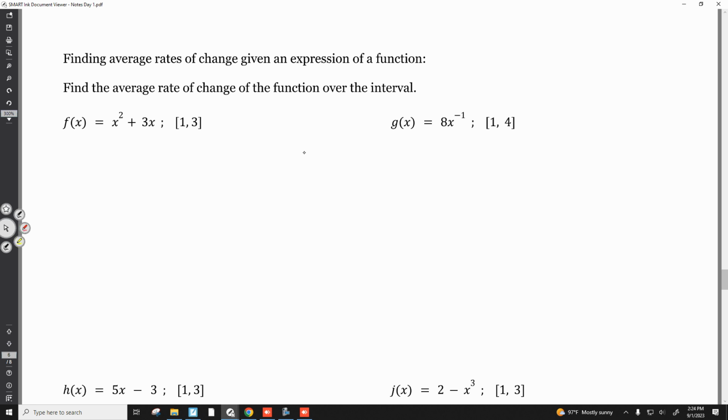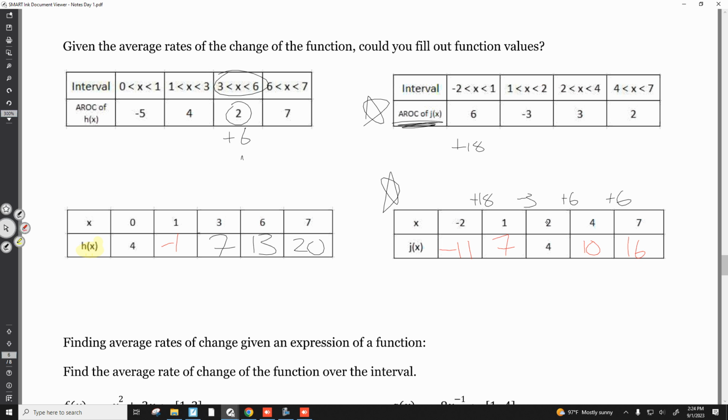I found -1 and -3. I have to go down 3. My average rate of change from 1 to 2 is -3, which means on average my function's got to go down. The y's have to decrease. I've got to go from 7 down 3 to get to 4. My y's have to go down. Okay?